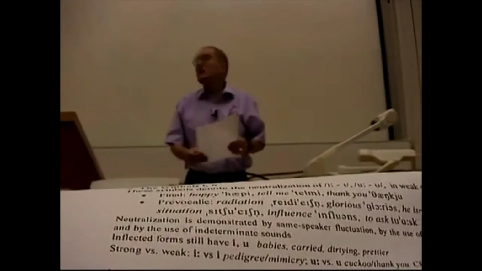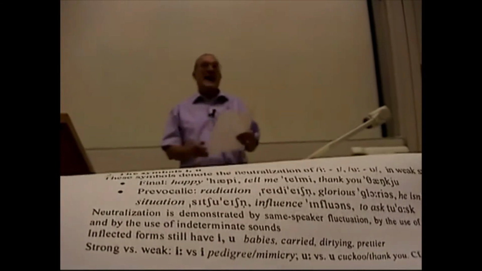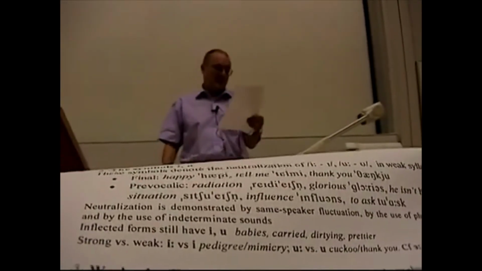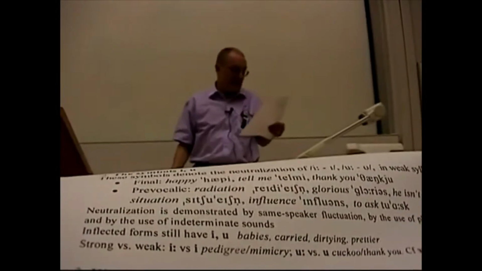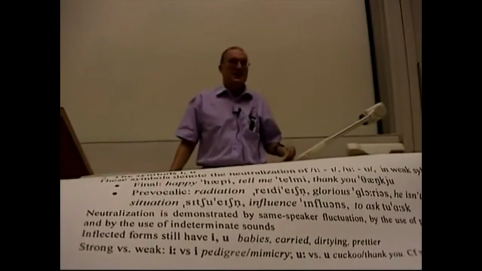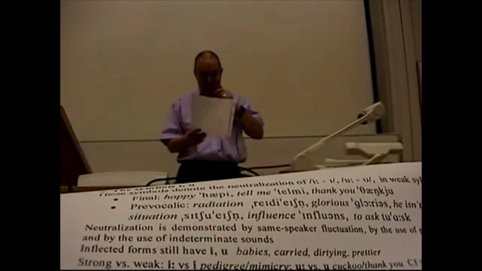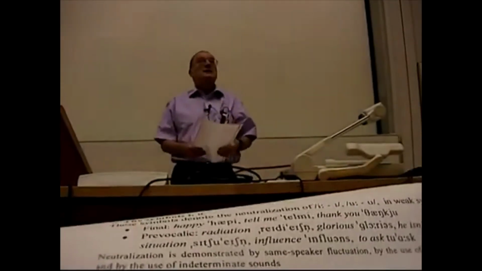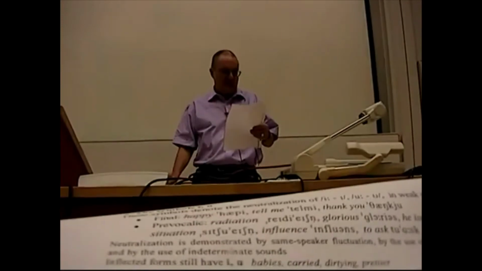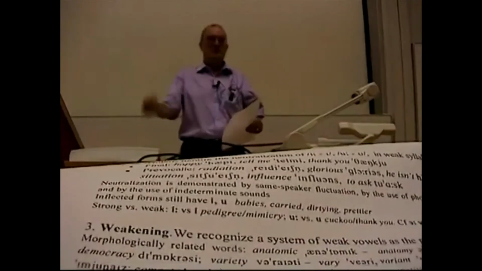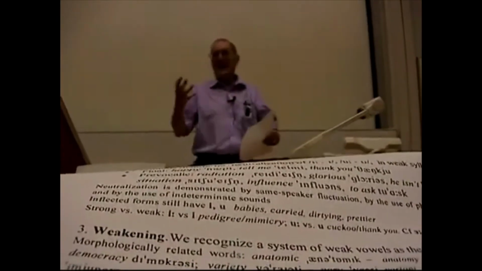We, in transcription, still use these special symbols when we add inflectional endings. So baby has the happy vowel, so does babies. Carry has the happy vowel, so does carried. Dirty has the happy vowel, so does dirtier. Pretty has the happy vowel, so does prettier. They are distinct from the strong vowels. We can see the difference if we take a word like pedigree, which ends in long E, and compare that with mimicry, which, however you say it, is not long E, but has the happy vowel at the end.